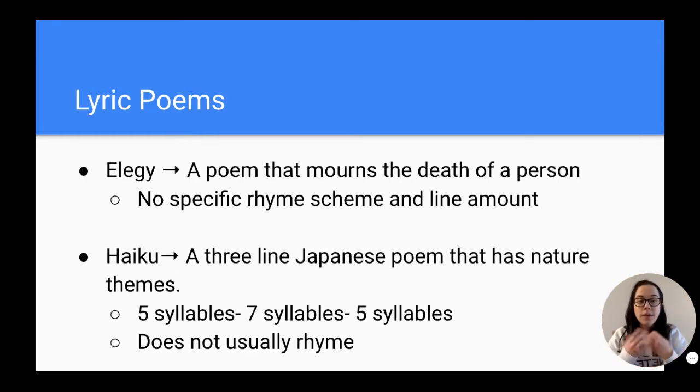So there are a few main types of lyric poems. The first is an elegy. So an elegy is a poem that mourns the death of a person. There is no specific rhyme scheme or line amount with this specific type of poem.